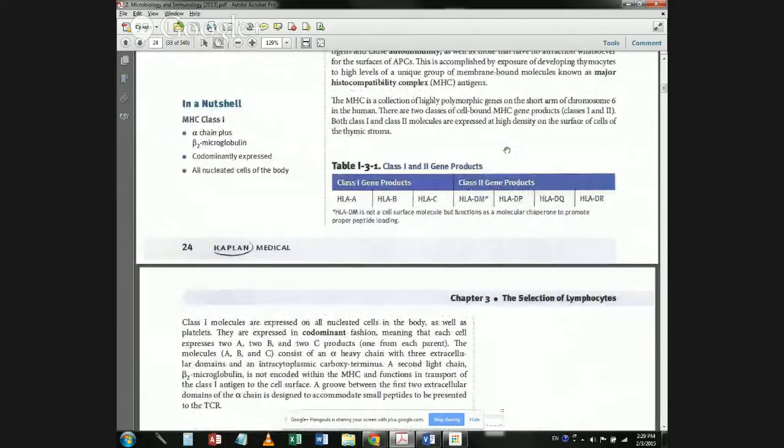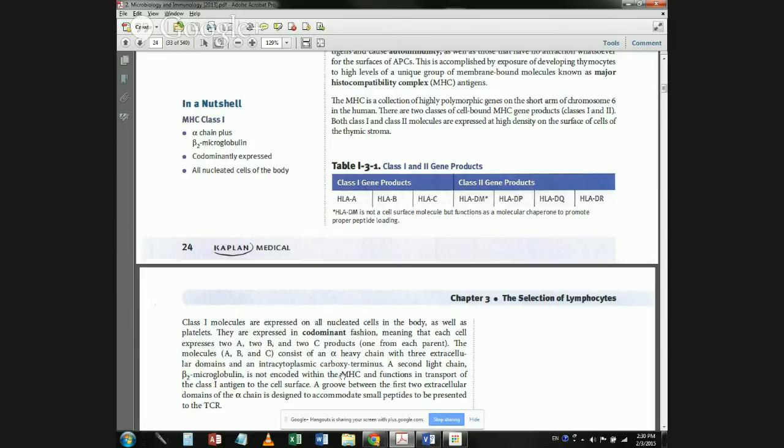The molecules A, B, and C consist of an alpha heavy chain with 3 extracellular domains and an intracytoplasmic carboxy terminus. So they have an alpha heavy chain with 3 extracellular domains. 3 of them are outside. It has one that is inside the cell, and that's the carboxy terminus. Seems like that's where most of the carboxy termini are. They're usually inside, acting as anchors, whereas the N terminus is usually outside the cell.